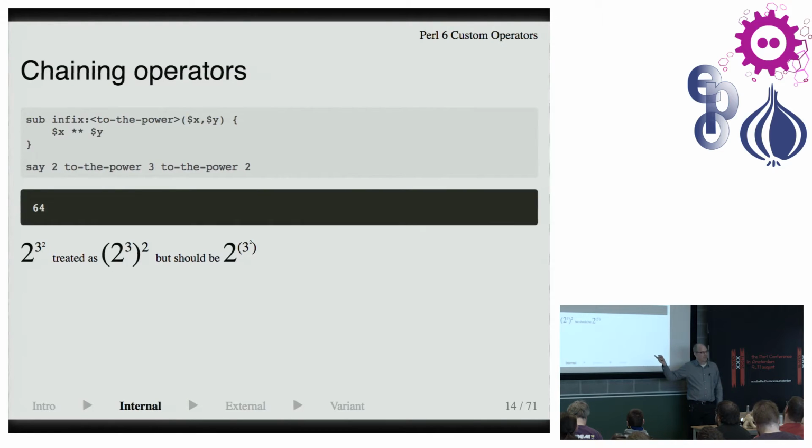But what's happening here is we have 2 to the 3 to the 2, and it's 2 to the 3 to the 2. But really it should be this way. If we're mathematicians, it should be 2 to the 3 squared. So in this case, what is it that we want to change?